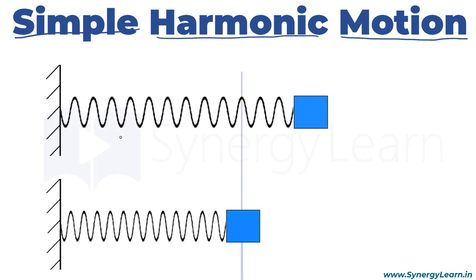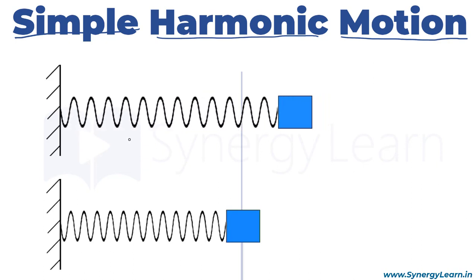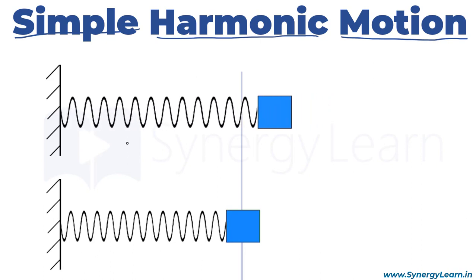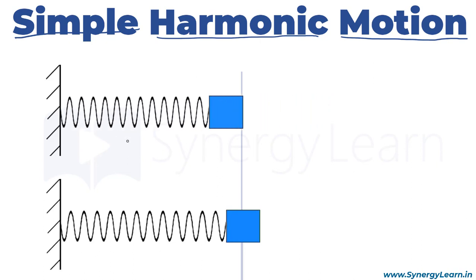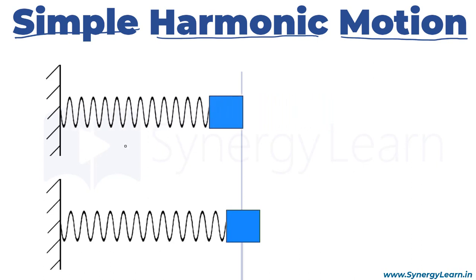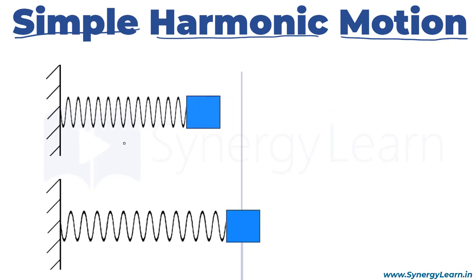Frequency is defined as the number of oscillations of the block per second, and time period is the time taken to complete one oscillation. Let us understand simple harmonic motion, which is an oscillatory motion. In fact, the spring block system here undergoes simple harmonic motion.